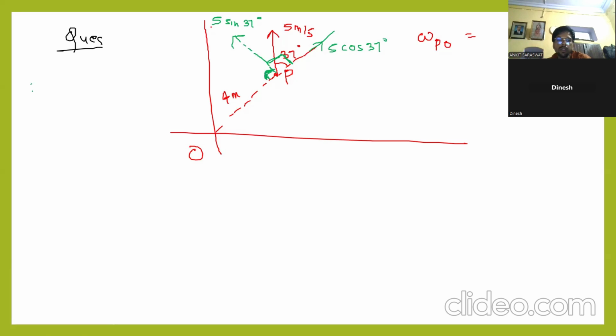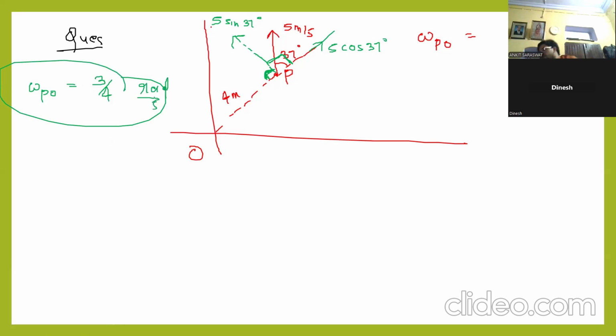Okay, so omega will be this. 3 by 4, 0.75 radian. Very good. Clear? Okay, sir.